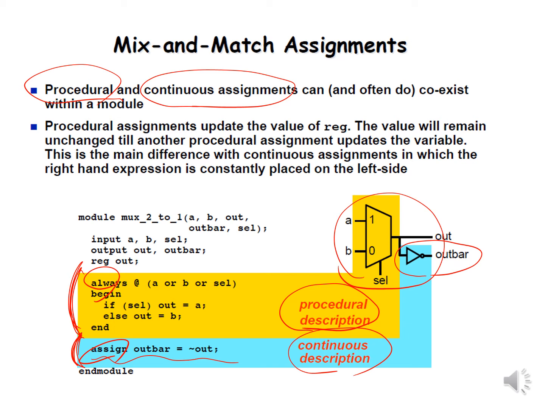No problem. But what you have to remember is that in procedural description, you must define the variable that is being assigned. For this case, it is out. Out here must be defined as a register. You must define the reg out in the beginning, otherwise it will give us an error message. The tool cannot compile.